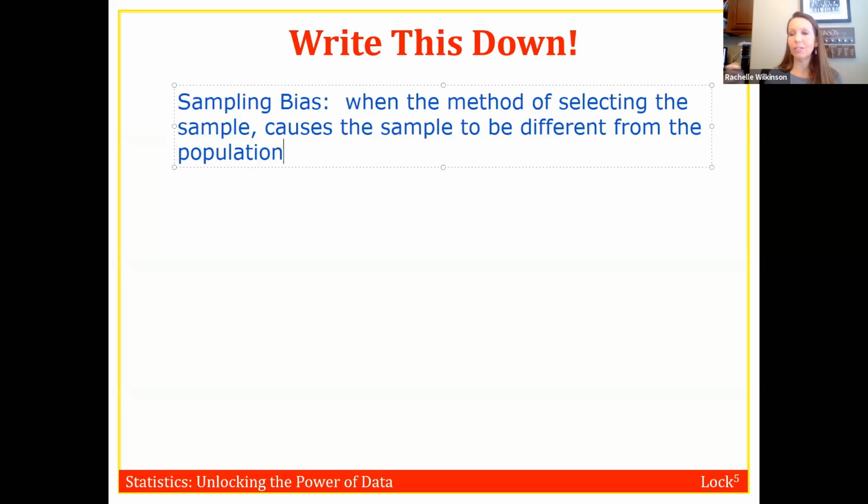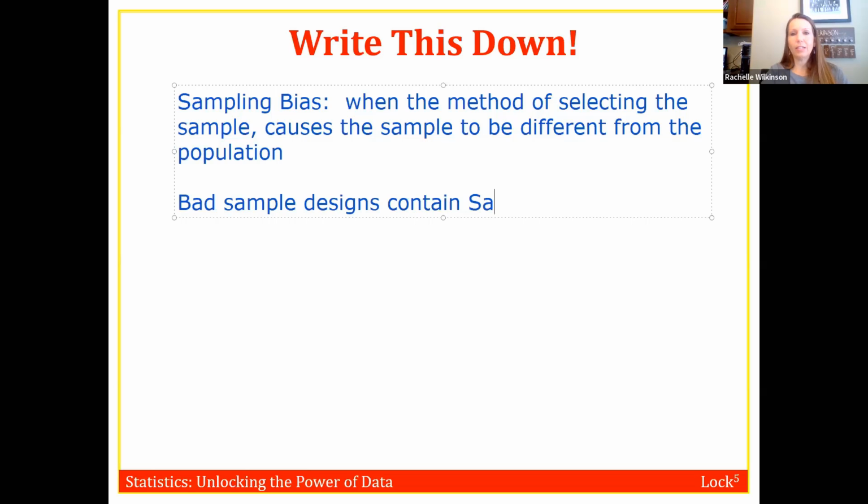And same thing with that Dewey-Truman election. Using a telephone survey in 1948 is definitely not going to give you a representative sample. So all bad sample designs contain sampling bias.